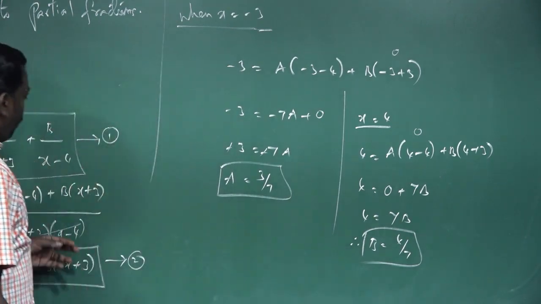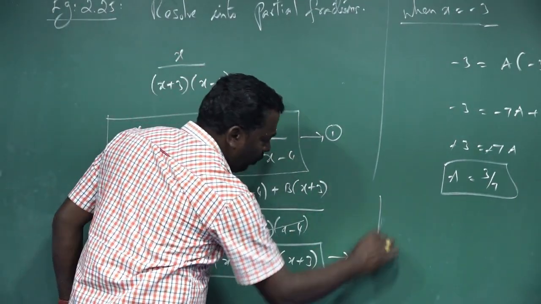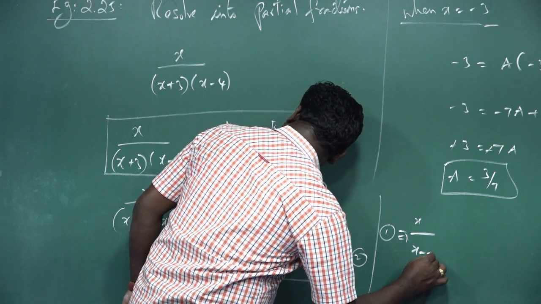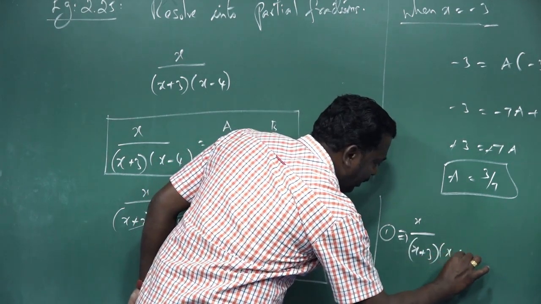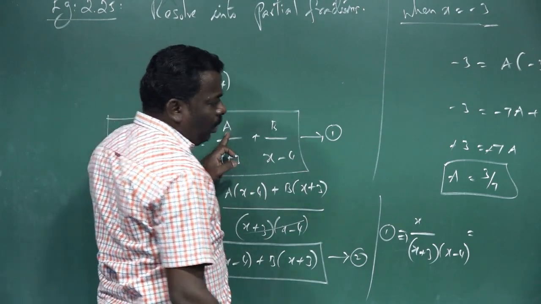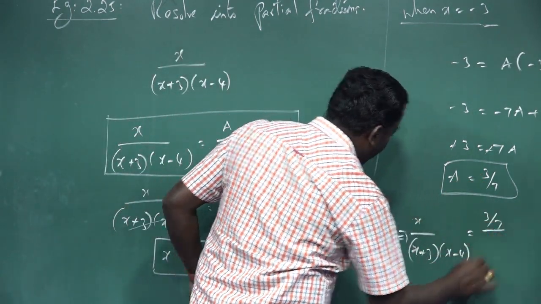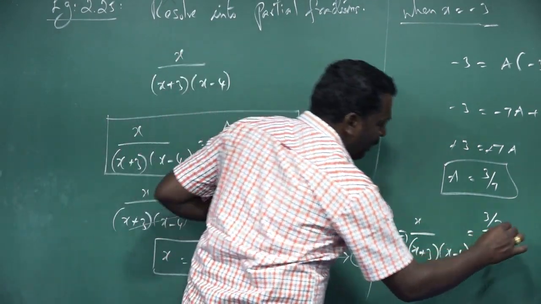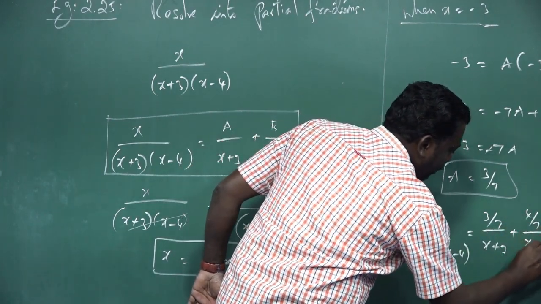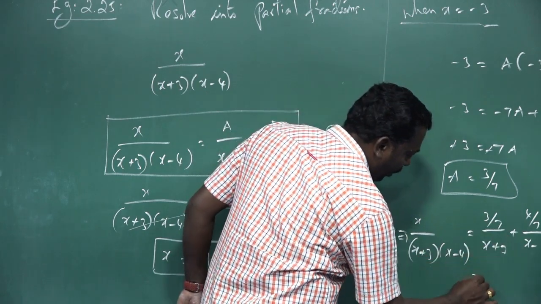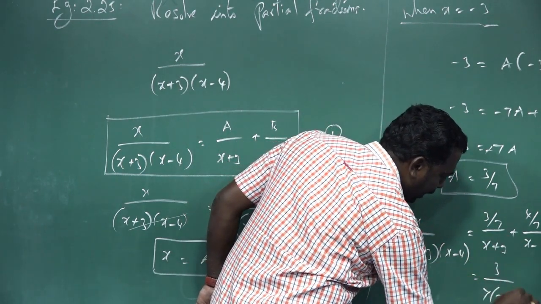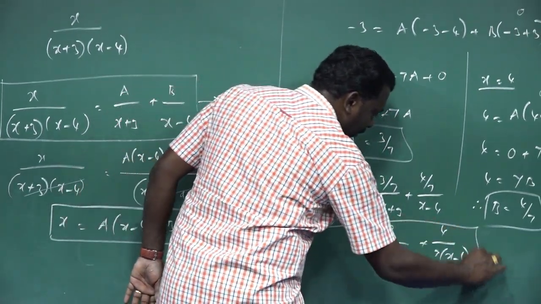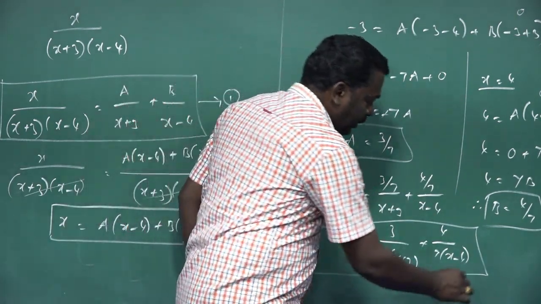Now we have to replace the a value and b value in the first equation. Therefore equation 1 implies the left hand side x by x plus 3 into x minus 4 is equal to the a value, 3 by 7, over x plus 3, plus the b value, 4 by 7, over x minus 4. So 3 by 7 into x plus 3 plus 4 by 7 into x minus 4 is the partial fraction decomposition of the denominator. This is the final simplification.